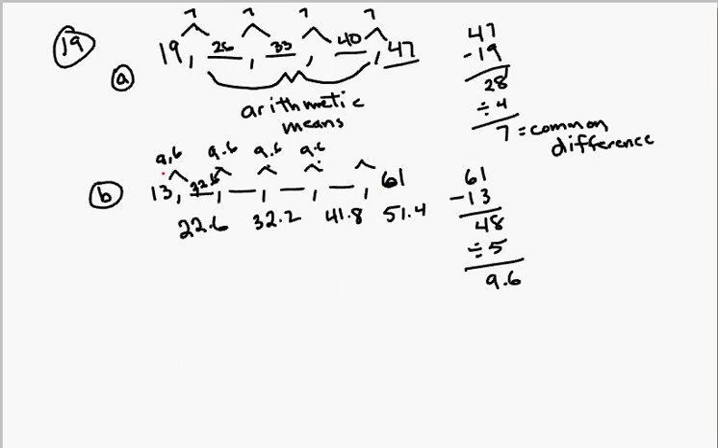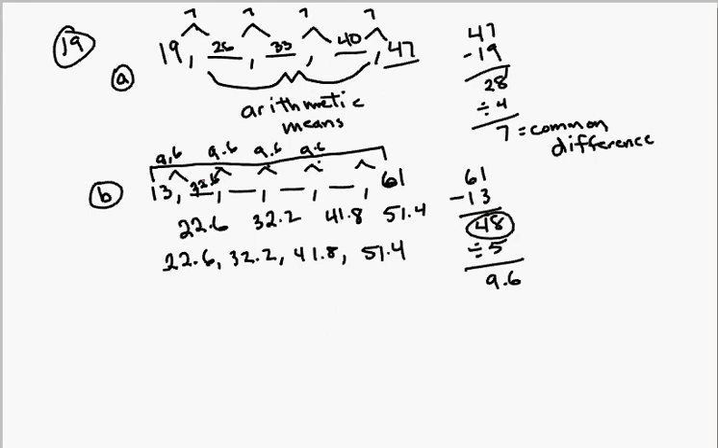So that means my arithmetic means then is going to be 22.6, 32.2, 41.8, 51.4. And again, the steps: find the total spread between the two numbers, and once you find that number, divide by the number of increases. So I'm increasing once, twice, 3, 4, 5 times.